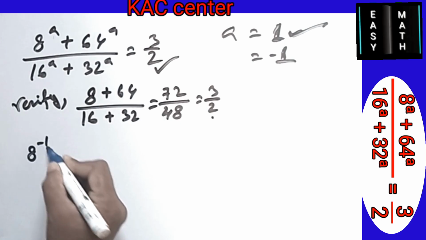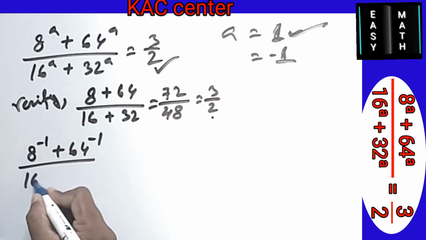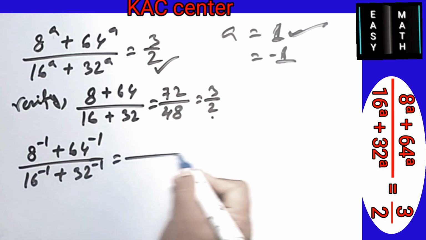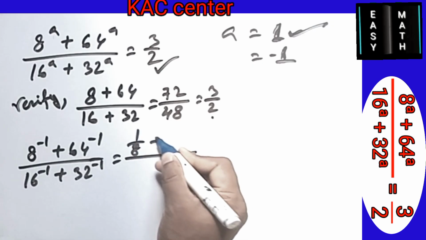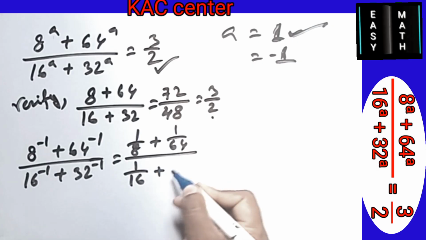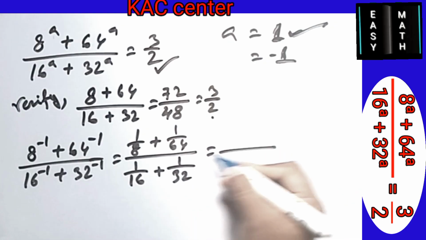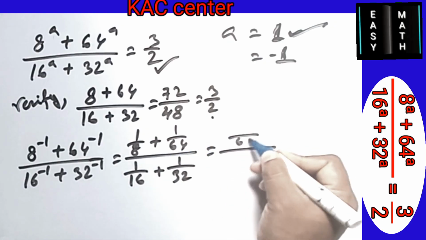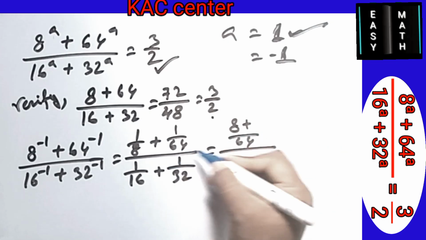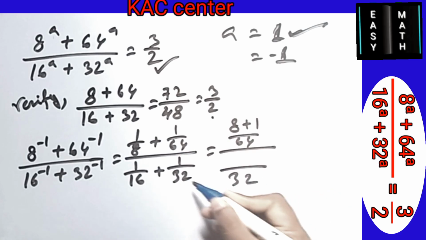So 8, this is minus 1, this is minus 1, similarly minus 1, and this is minus 1. So this is 1 by 8, this is 1 by 64, and this is 1 by 7, and this is 16, and this is 32. So now LCM is 64, and so 8, and this is 1, and this LCM is 32.